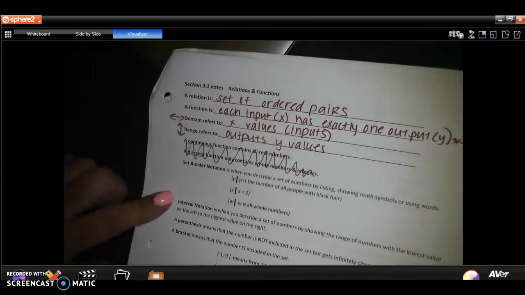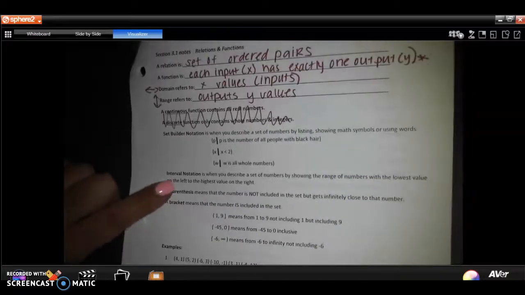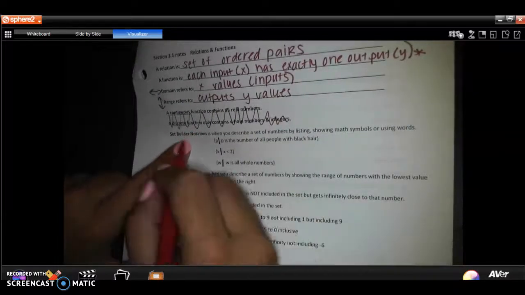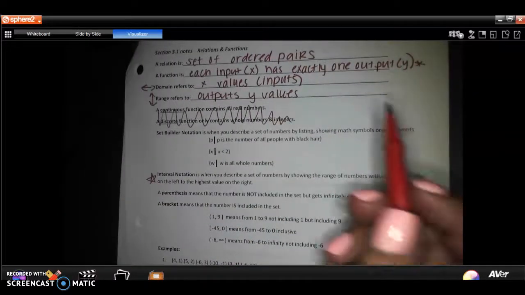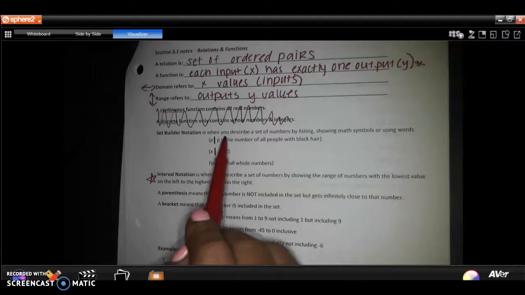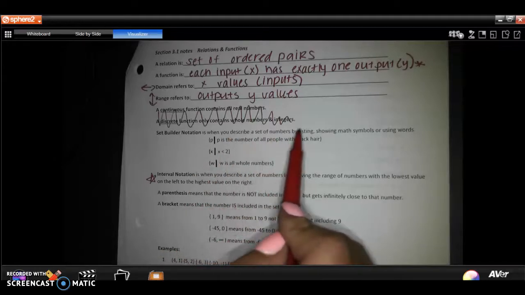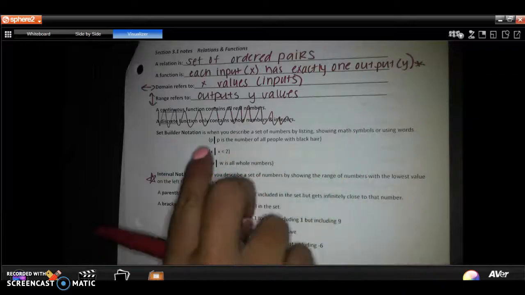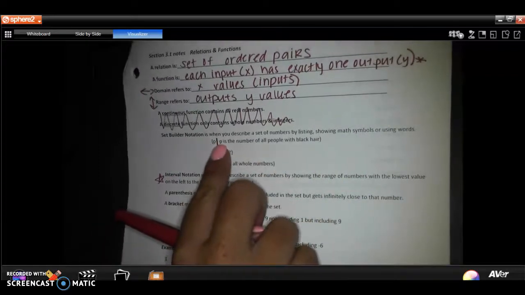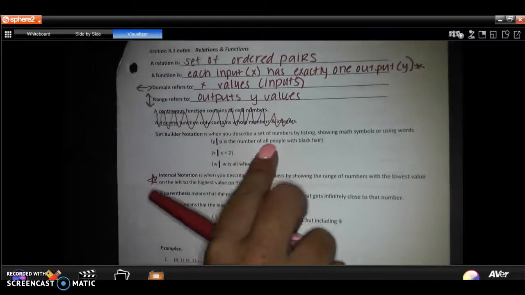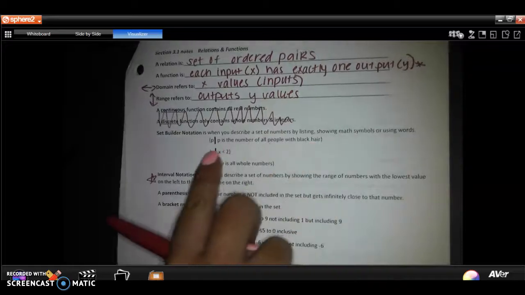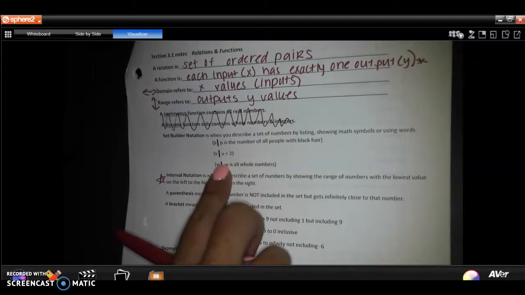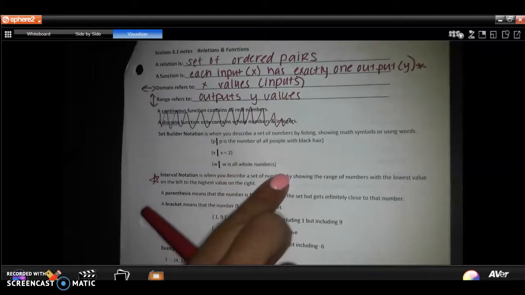But set builder notation. So you might be saying, well, we just went over interval notation this last chapter. Yes, this is very important in algebra. Set builder notation is another way to describe what's happening to the graph. It is when you describe a set of numbers by listing, showing math symbols, or using words. So here's how you would say this. P, so that P is the number of all people with black hair. X, so that X is less than 2. And W, so that W is all whole numbers.